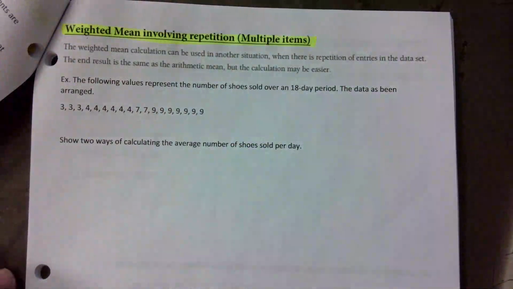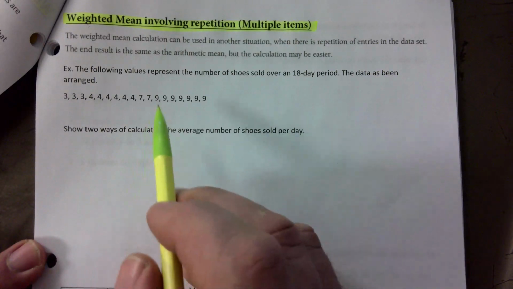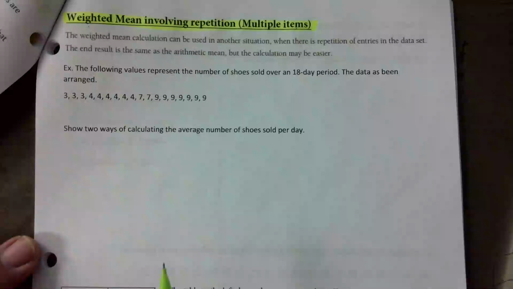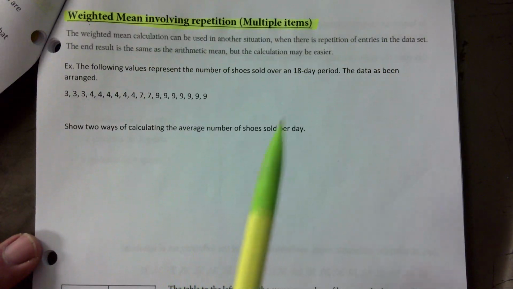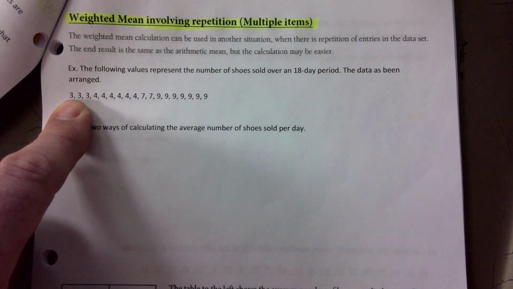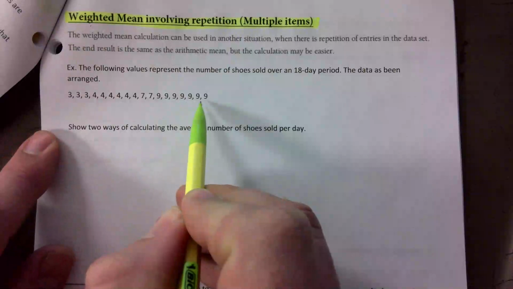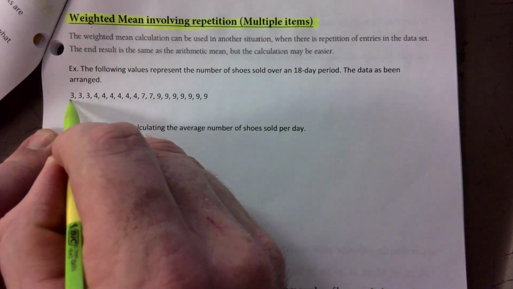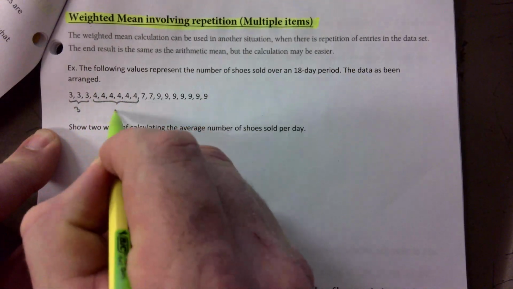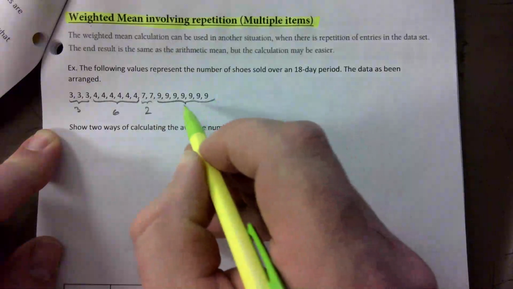Before I dive into the tables, I'll kind of break down why we use a weighted mean situation when there's repetition, multiple items of the same. Okay? So for example, in this case, you see a bunch of 3s there, a bunch of 4s, a bunch of 7s, and a bunch of 9s, right? So in this case, you've got 3 of them. You've got 6 4s, 2 of those, and you've got 7 9s.